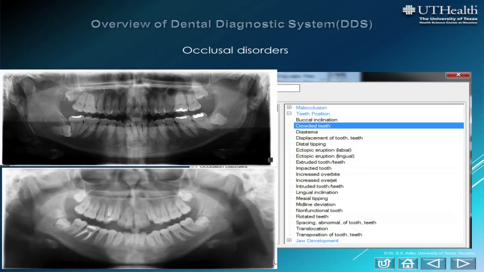Occlusal disorders are subcategorized as malocclusion, teeth position, and jaw development. These examples illustrate the condition of crowded teeth in anterior section of mandible as well as premaxillary area.